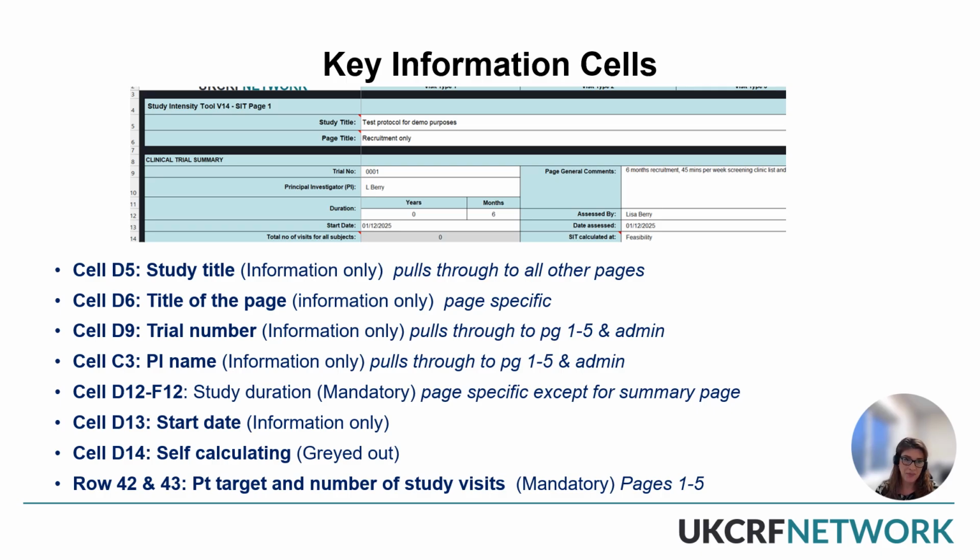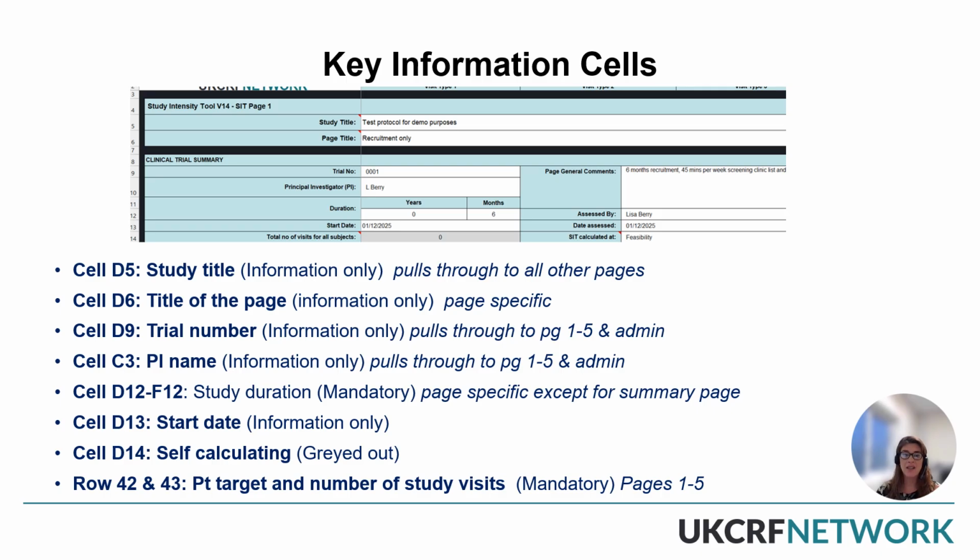And then the page title, this is in cell D6, again for information only, but it's page specific. If you enter the data here on page 1, it will not pull through to the other pages. And this is because you may want to have recruitment activity on page 1, treatment on page 2, follow-up on page 3, or you may be using different pages for different cohorts and you want to label those correctly so you know again which cohort or activity you're looking at on a specific page.